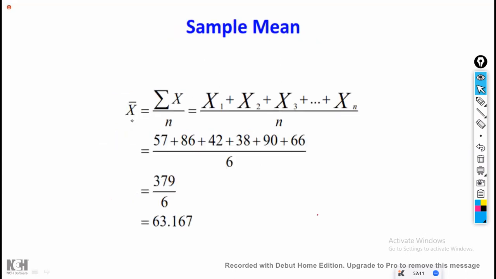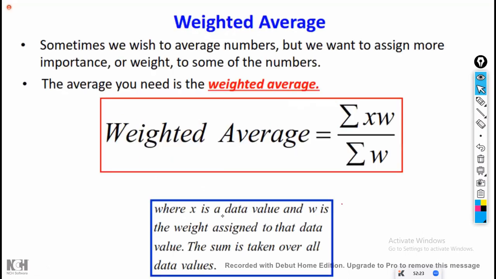Sample mean is represented by x bar. X bar is equal to sigma x by small n. You have to write small n. Whenever you are working with a sample, you have to work with the small n. So you take the small n and you take the average, right?